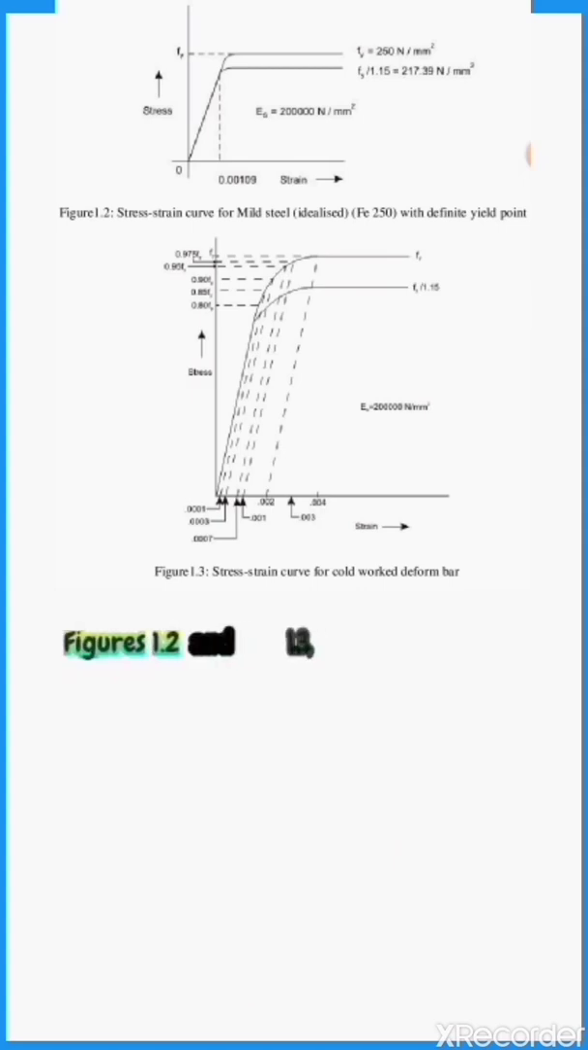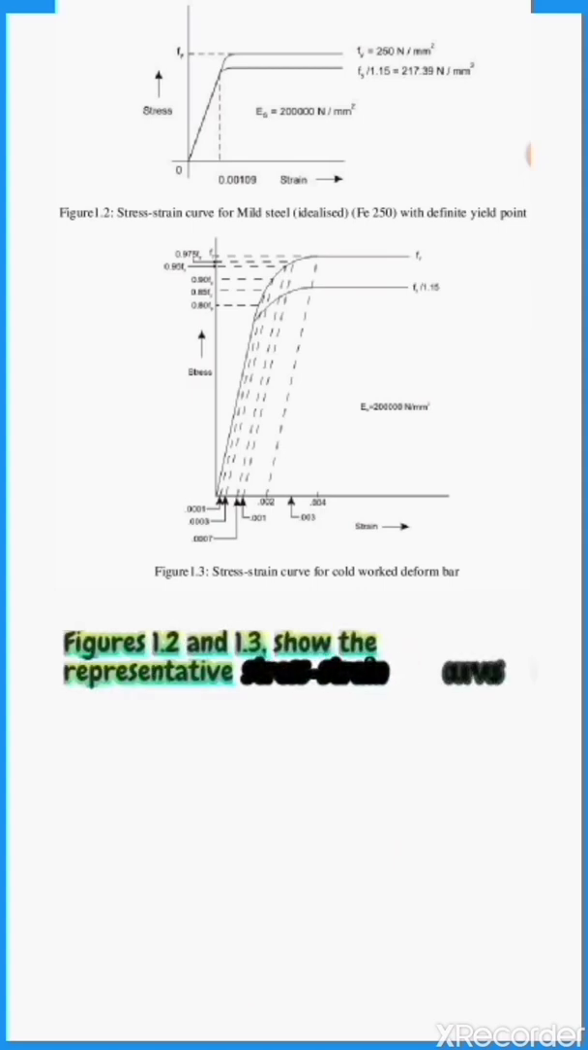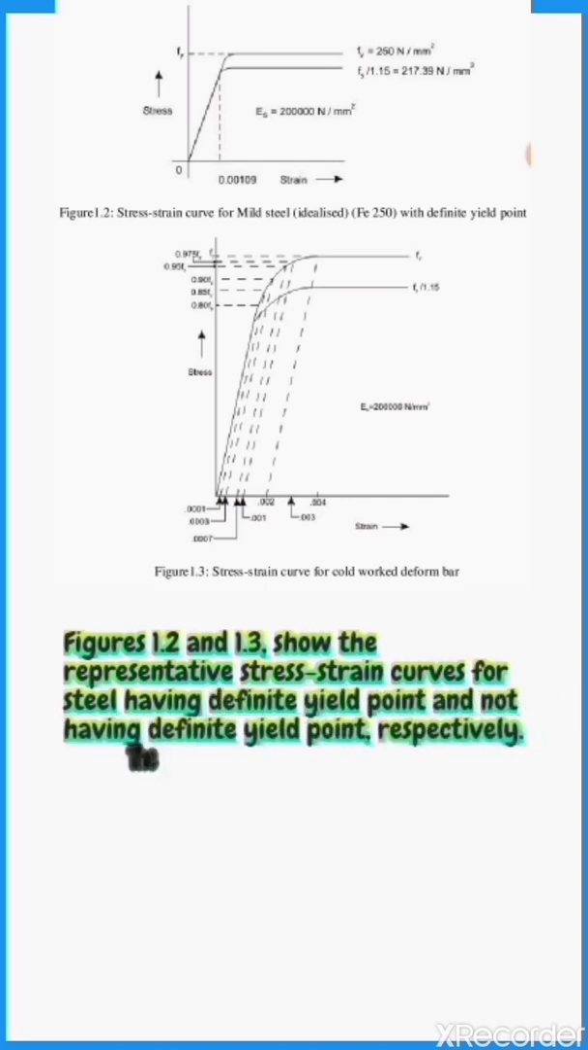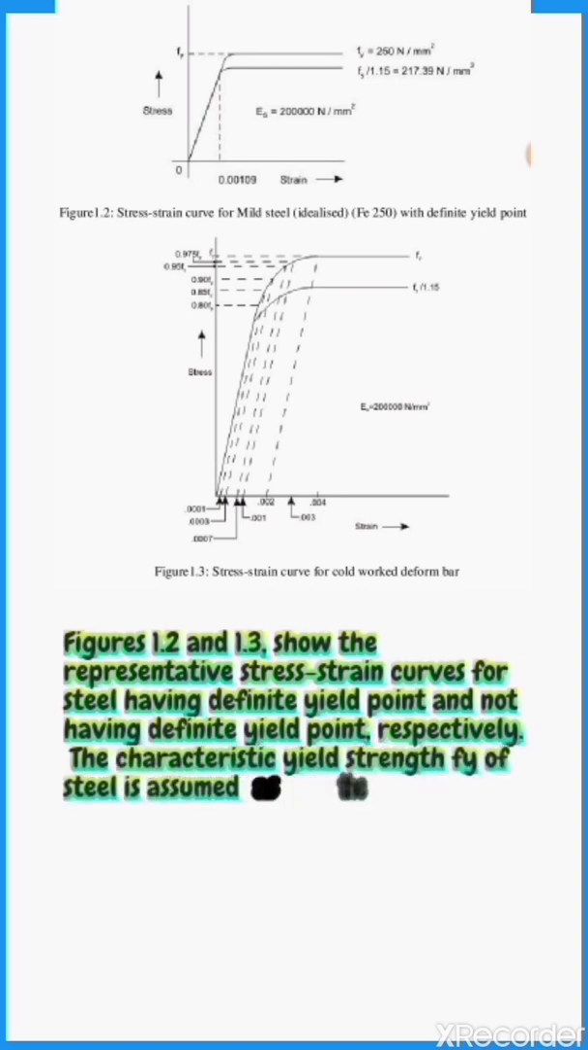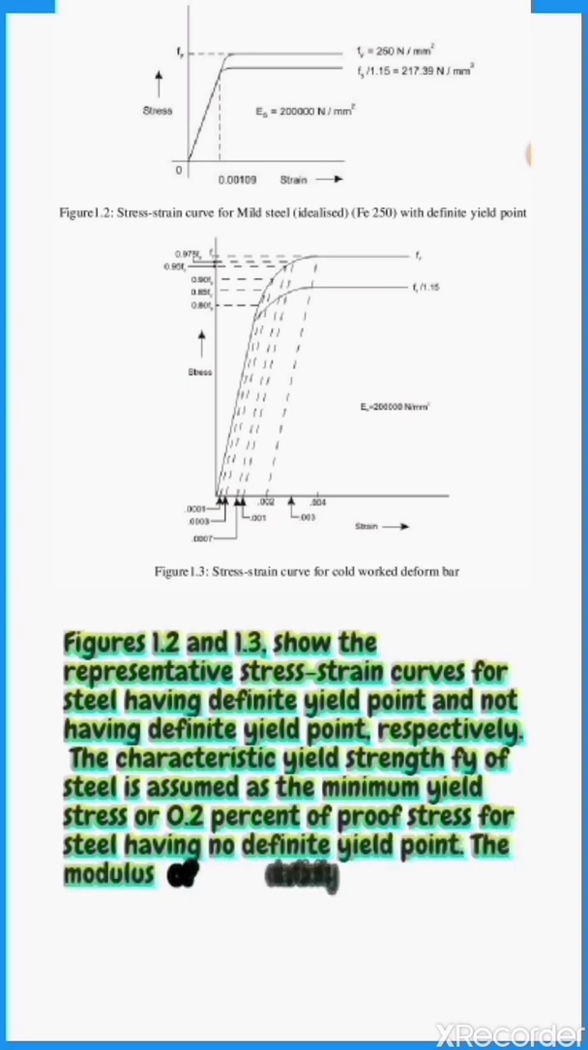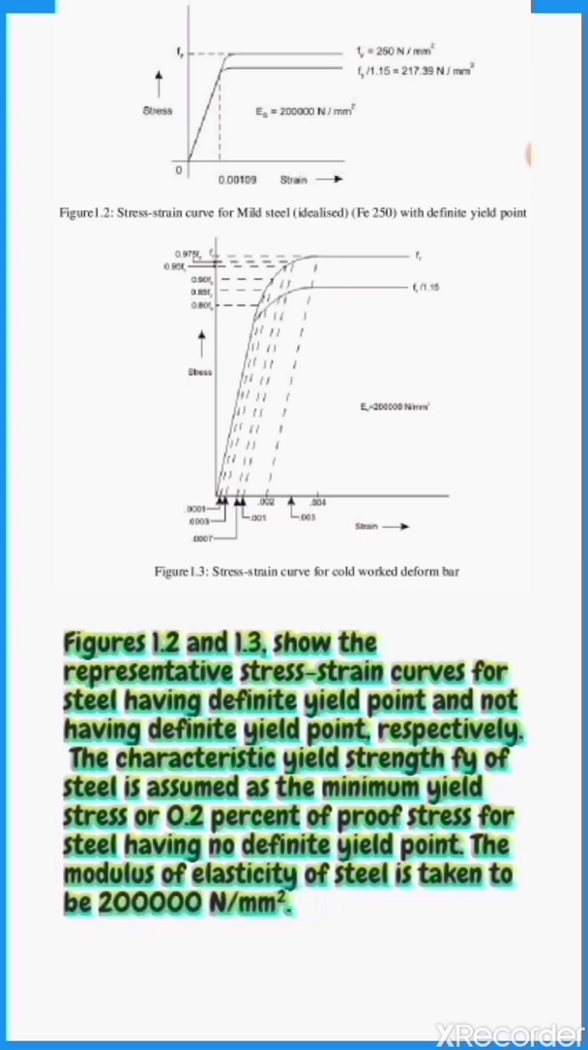Figures 1.2 and 1.3 show the representative stress-strain curves for steel having a definite yield point and not having a definite yield point, respectively. The characteristic yield strength fy of steel is assumed as the minimum yield stress or 0.2% proof stress for steel having no definite yield point. The modulus of elasticity of steel is taken to be 200,000 N per square millimeter.